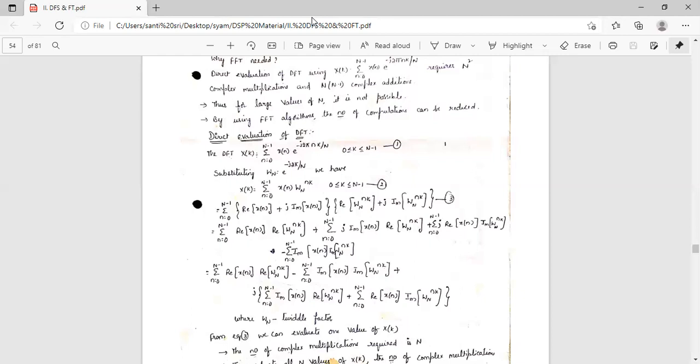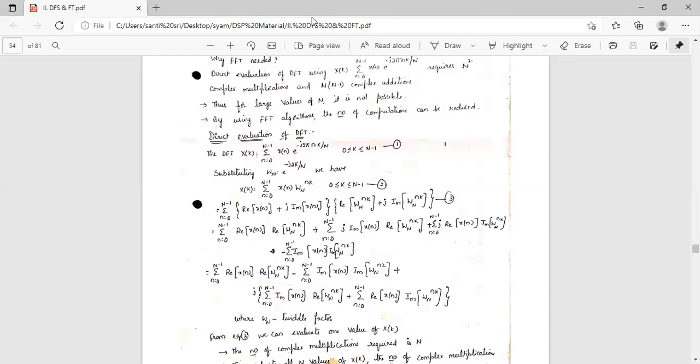So first of all, we'll take the expression for DFT, that is X(k) equals sigma n equals 0 to N minus 1 x(n) into e power minus j 2 pi nk by N. Now replace e power minus j 2 pi by N as W_N. So it will become x(n) into W_N power nk, right?